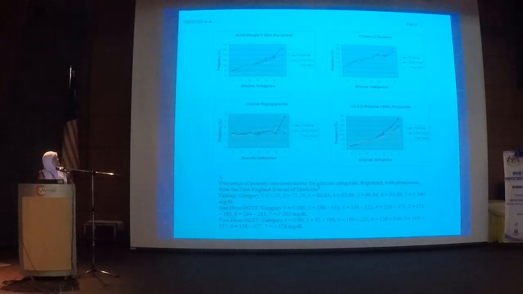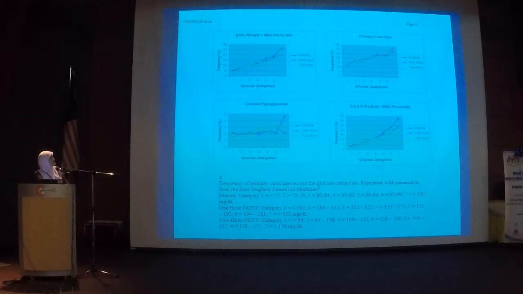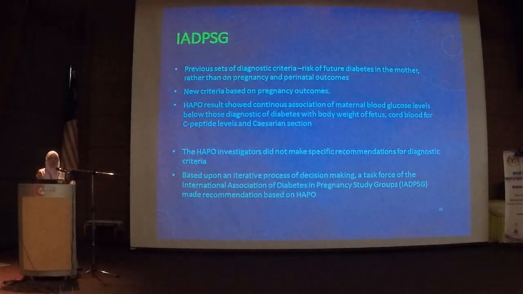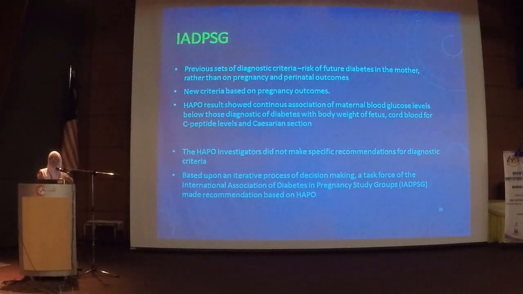Right. So this is the graph. I don't know if you can see from there. But basically the dark blue shows fasting levels, 1 hour is the lighter blue and 2 hours is the yellow line. So for C-peptide and for birth weight as well as C-section, it shows that although they were looking up to normal levels, even lower than normals, it starts to go up. There was significant risk in that pregnancy. So this paper shows the new diagnostic criteria. After that, HAPO didn't make any recommendation, so they left it to a task force unit, the IADPSG, to come up with another guideline on how they should diagnose these patients.